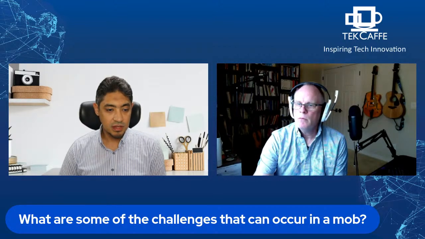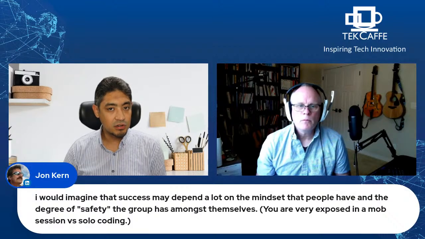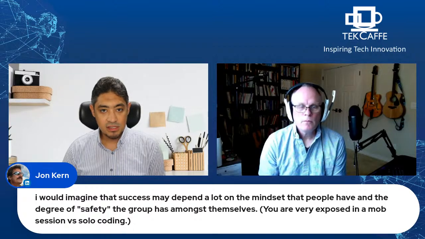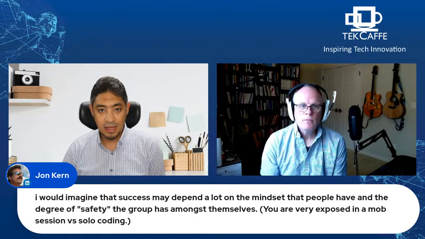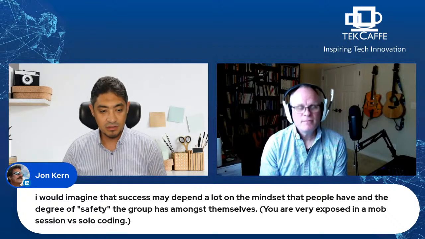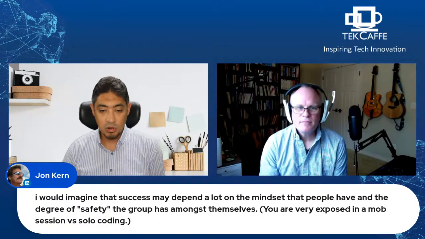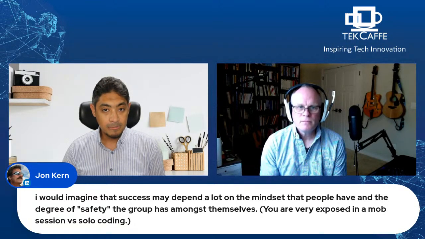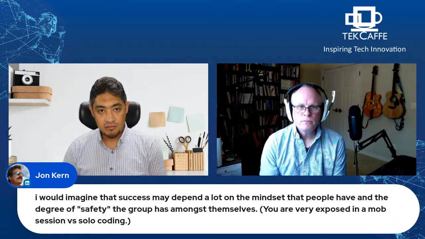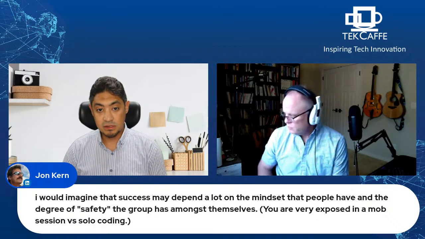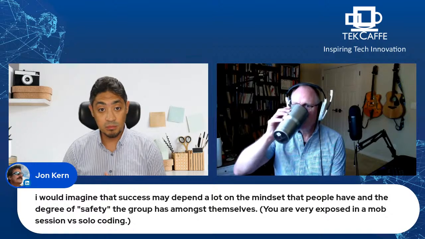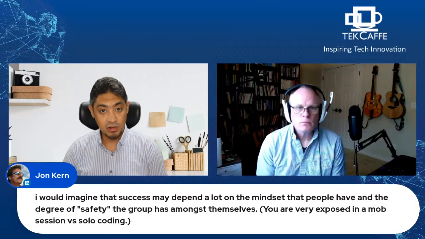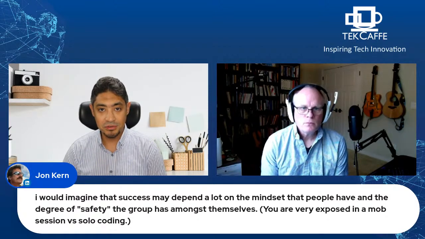Yeah, makes a lot of sense. John Kern has a very interesting comment, which I want to put up on the screen. He's saying, I would imagine that success may depend a lot on the mindset that people have and the degree of safety the group has amongst themselves. That's a very important point. You are very exposed in a mob session versus solo coding. So I'm guessing that safety, or psychological safety, is a big challenge in ensemble programming. Now, if that doesn't exist, I think it can turn out to be a very bad experience. Don't you think so? Yeah, absolutely agreed.